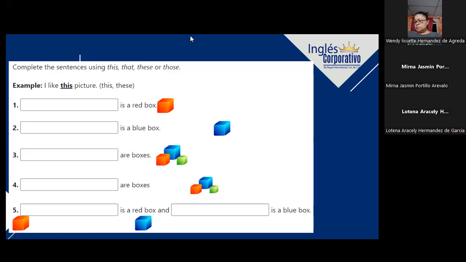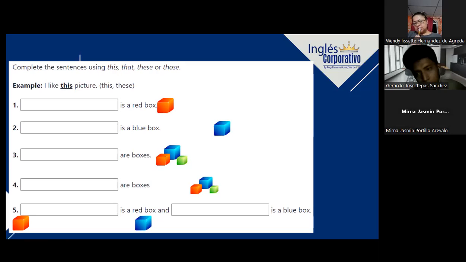Look at the chat. Number one, what do you think? This is a red box. In that case, it's singular, right? This is a red box, using the demonstrative adjective. So you're showing that the box is colored red. Number two, what do you have for this one? That is a blue box. Okay. Number three. These are boxes.